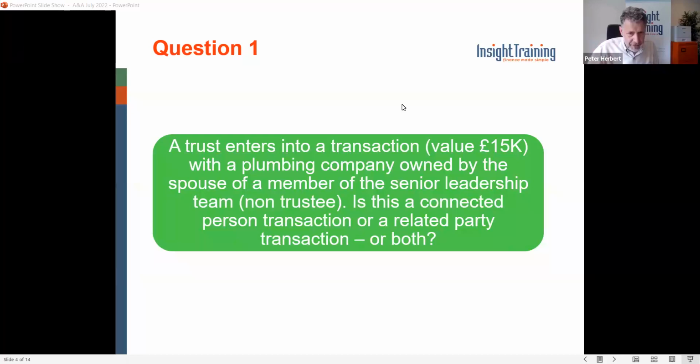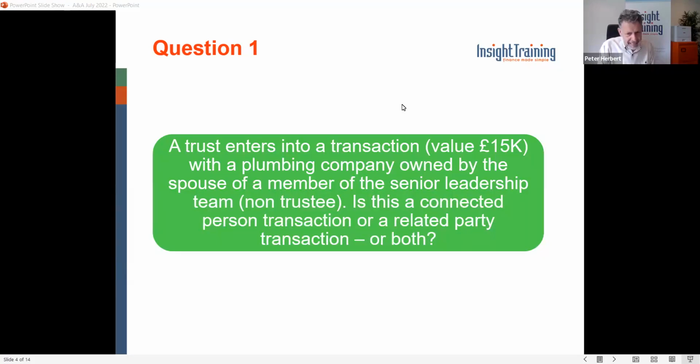A connected person transaction is more narrow, and for a connected person transaction, the at-cost rules apply. So the supplier can charge no more than cost. There has to be an open book agreement and a statement of assurance from the supplier that no more than cost has been charged. So a more specific and onerous regime, and compliance with that regime needs to be disclosed in the notes to the financial statements of the trust.